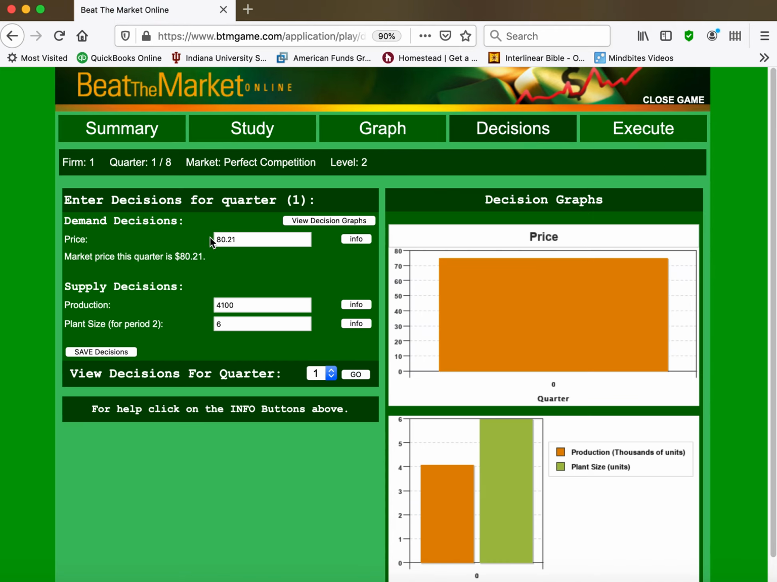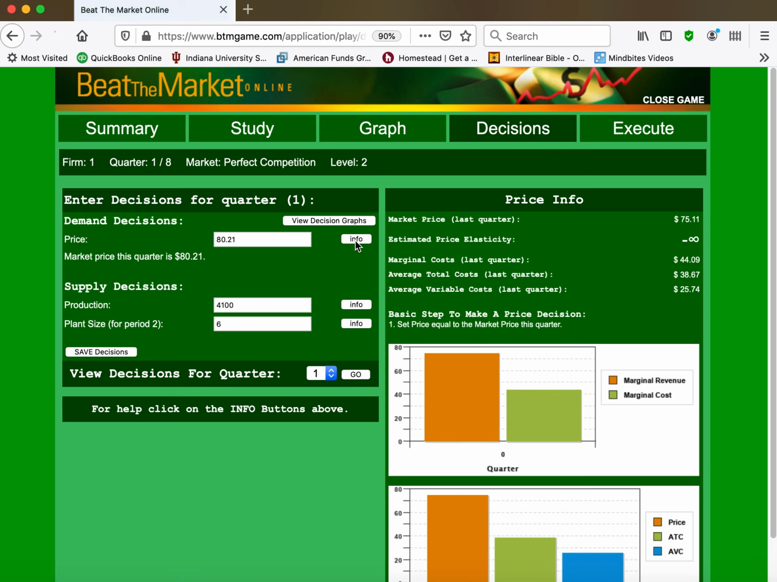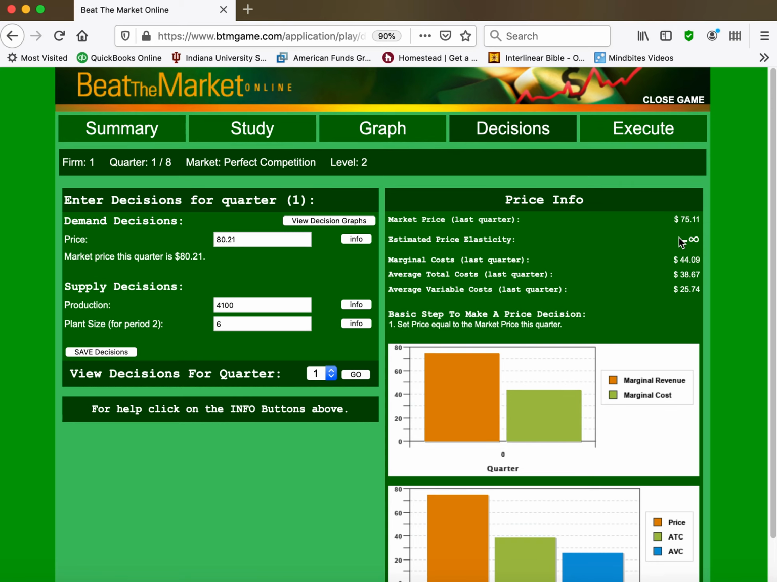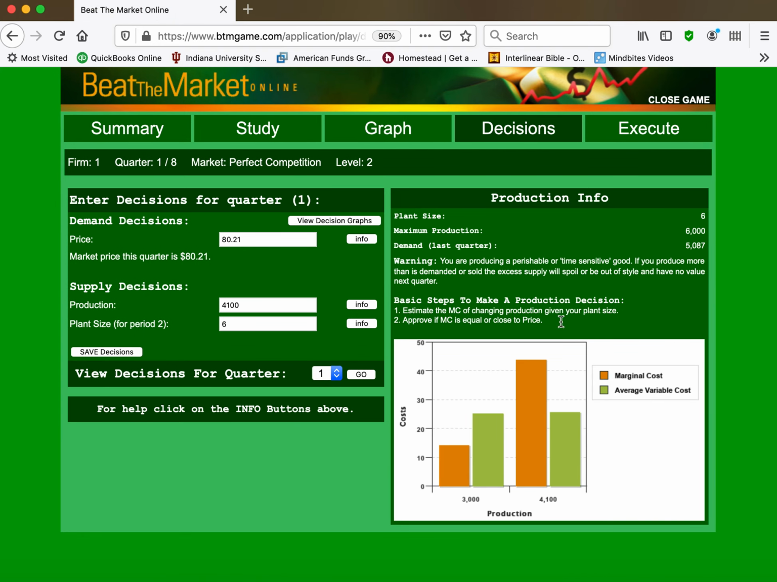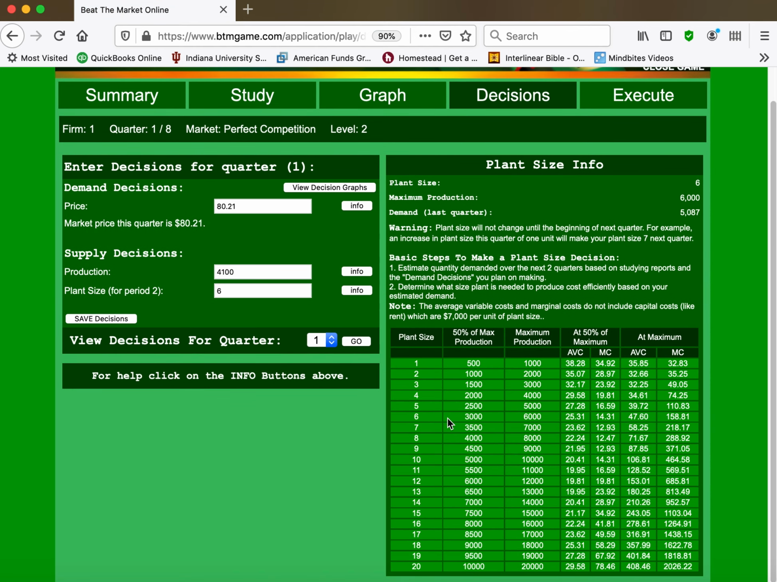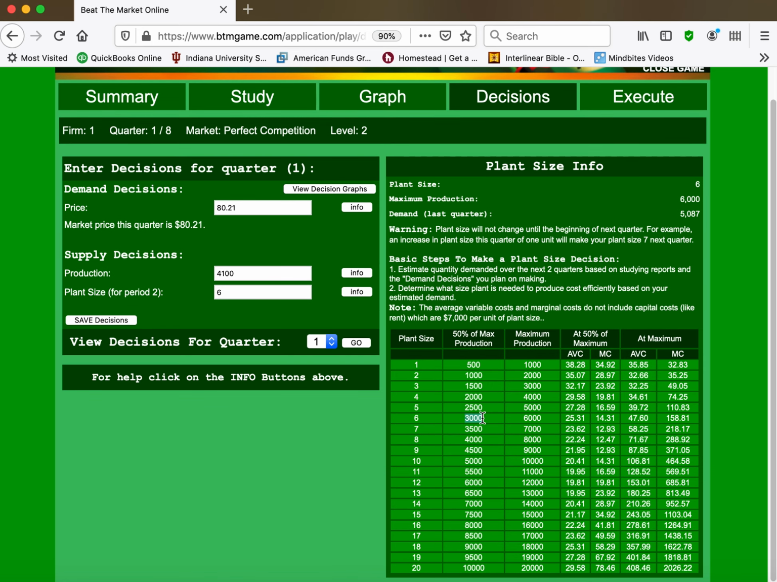Here in decision making then, we can see what the price was, and we can see our production, our plant size of 6. When you click the info button in price, some of the various practices actually give you the price elasticity, but this can be calculated over time. We can see here in production what the production rates are, and here's something really important. In plant size, we can see that with a plant size of 6, at 3,000 units it's at the lowest marginal cost point. So that would be the best spot. We can see that was $14.31 at 50% capacity, and it just goes up from there. At maximum, it's $158, and of course, $158 would not be a wise decision at 80.